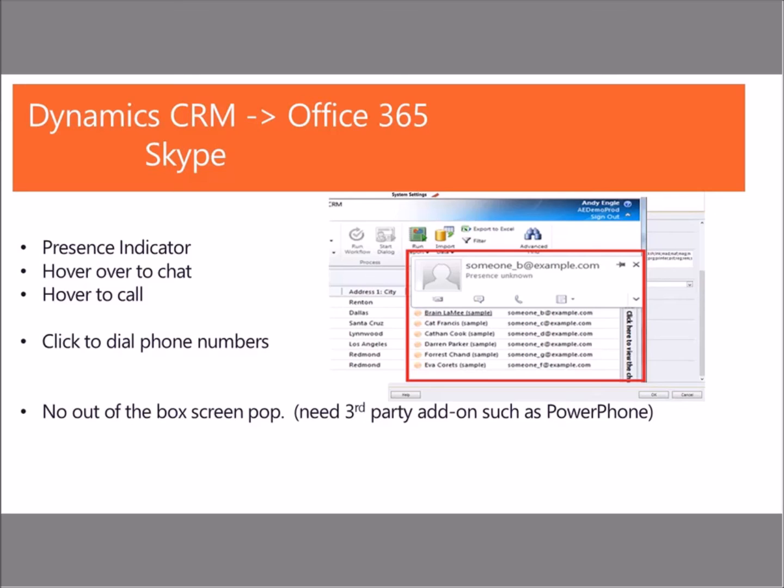The item that's not out of the box is screen pops. If you're receiving a phone call, you want, based on an inbound phone number, to search your CRM and display the lead or the contact. That is not available yet out of the box, but there are a number of third-party components like our Power Phone.